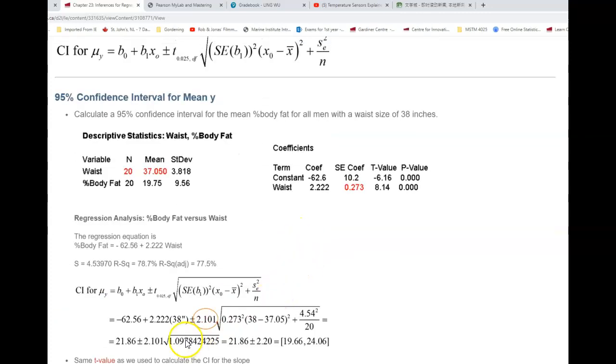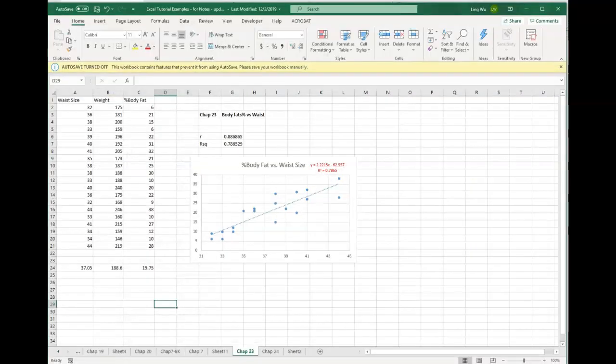Let's take a look at this example. I already copied the data into this Excel file. And this one has a waist size, weight, and percentage body fats. So make sure which value is your Y value, which one is the X value. There are many mistakes in the assignments, even in the exams. So in this example, we want to look at associations between the percentage body fat and the waist size.